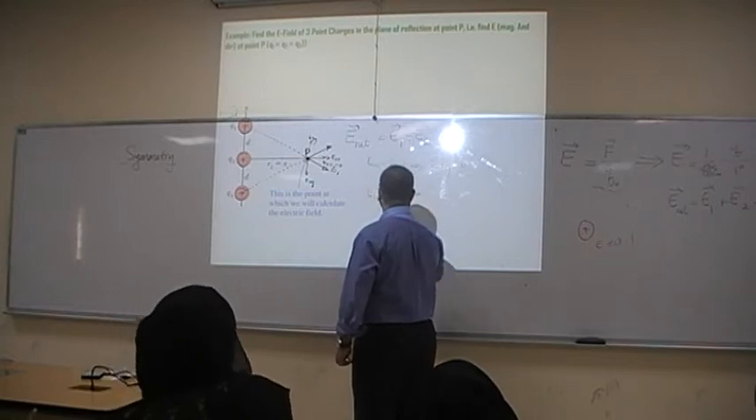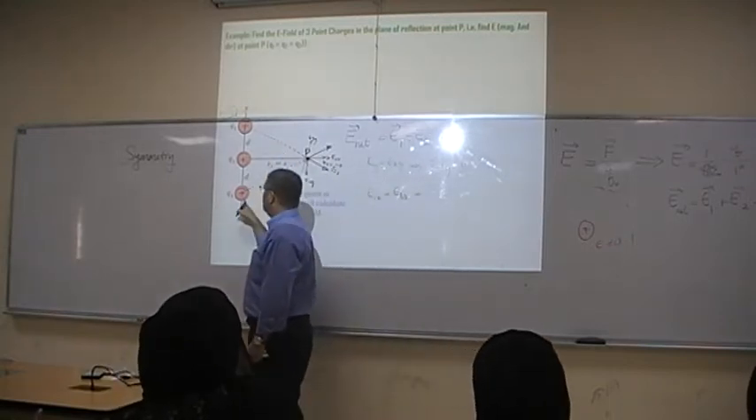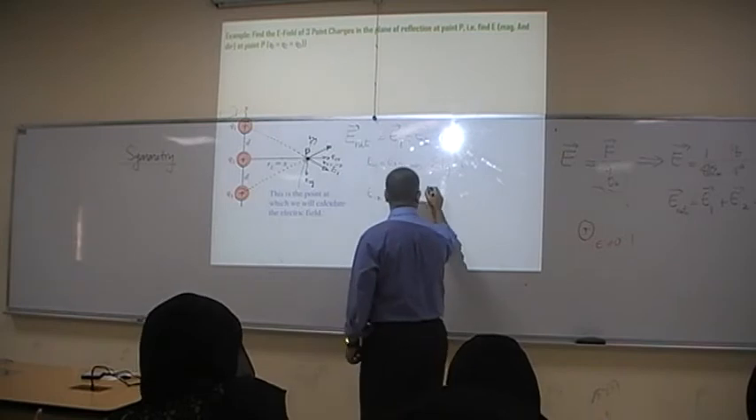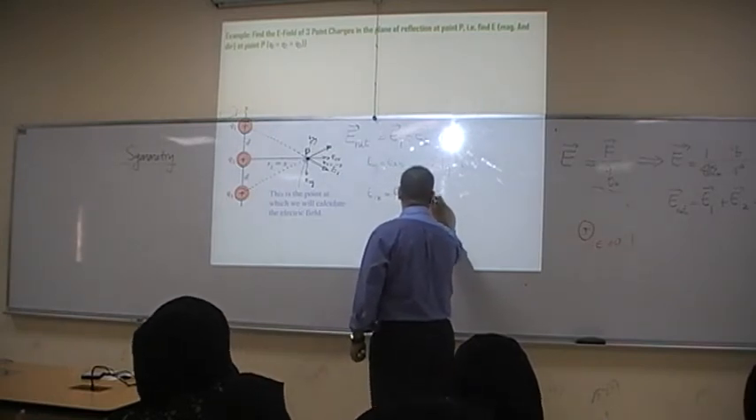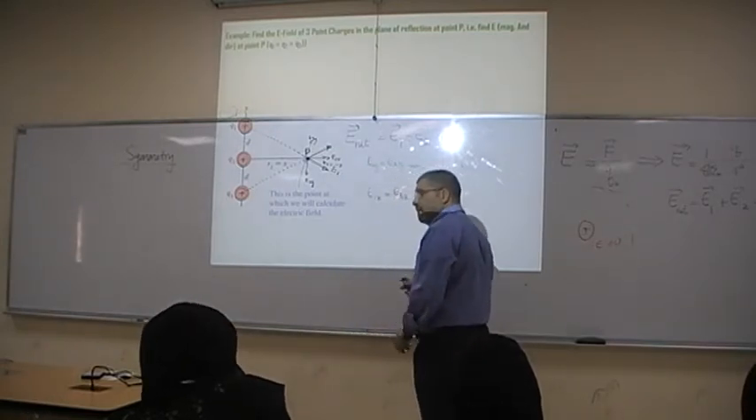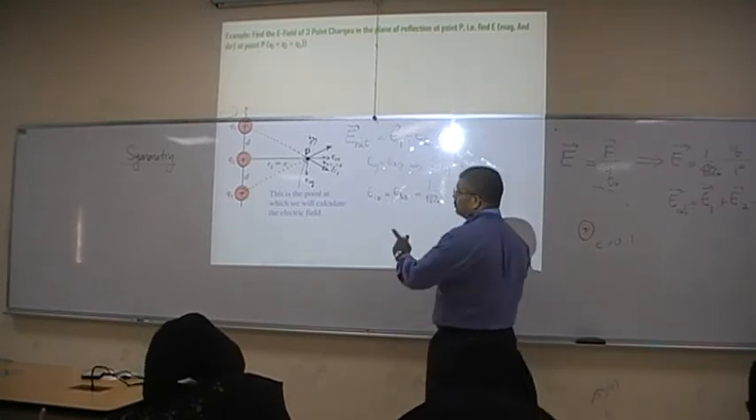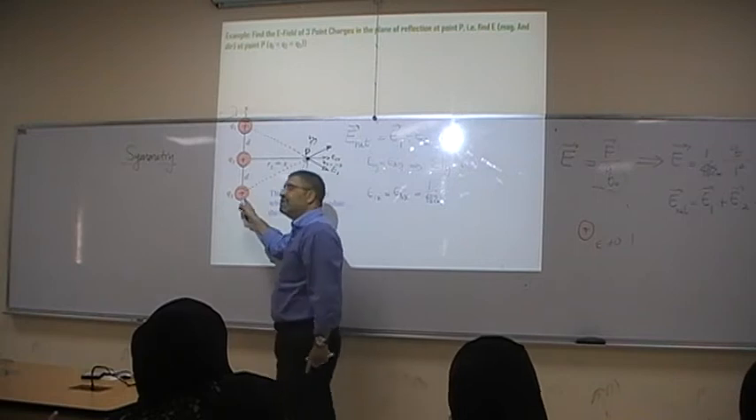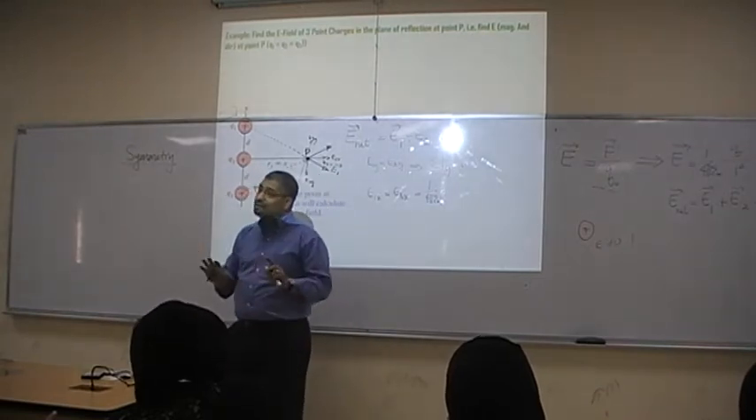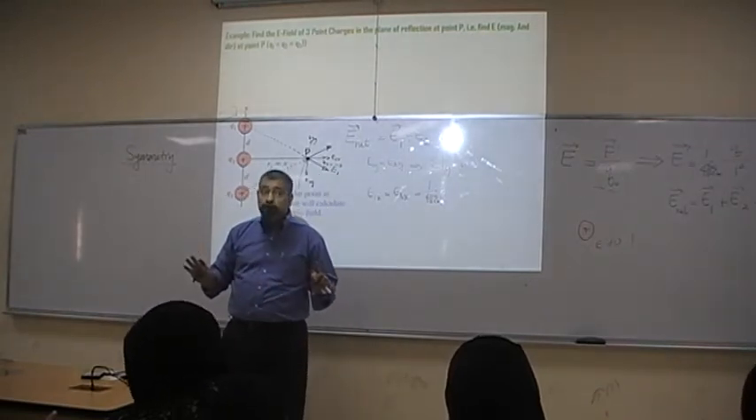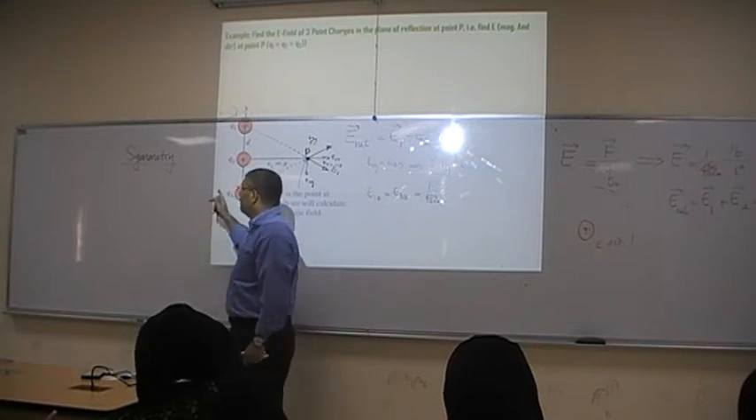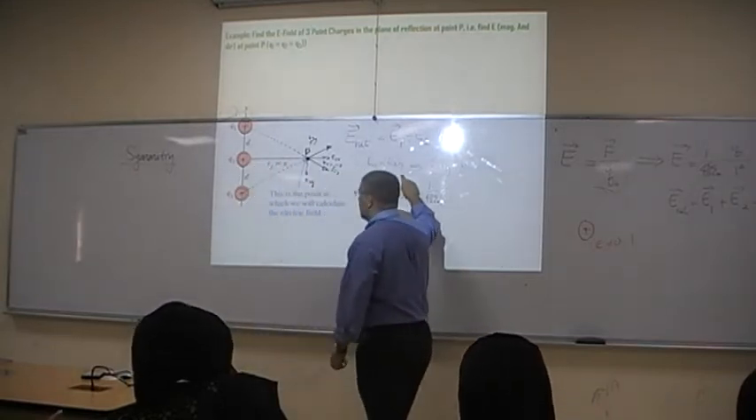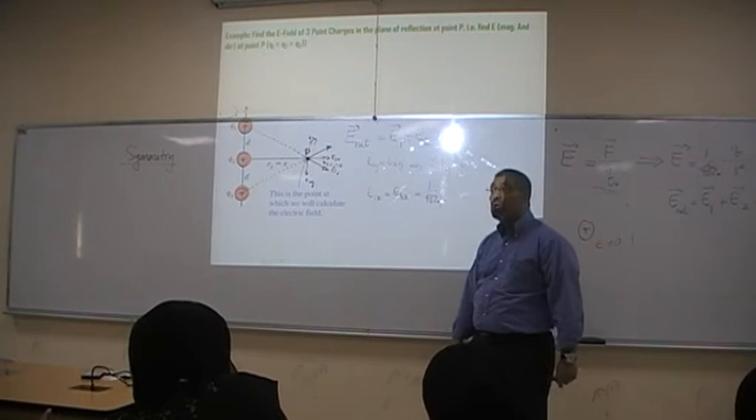So let's do E1X, which is equal to E3X. E1X is equal to E3X, which is equal to 1 over 4 pi epsilon, which is K, multiplied by the charge. Remember, he told me these charges are the same. By the way, if these charges are not the same, there is no symmetry. So you should write that down. The only reason we're saying this is because the magnitude of the charges is the same. Yes?